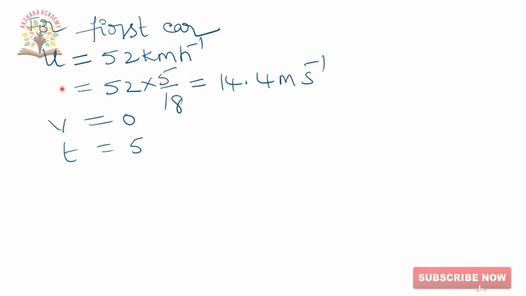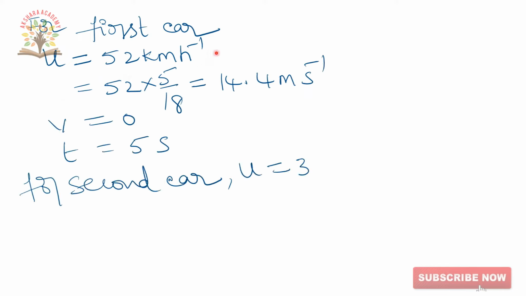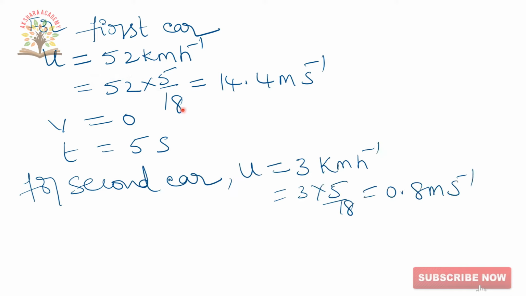For the first car, speed u is equal to 54 km per hour. Converting into meters per second by multiplying by 5 by 18, we are getting 15 meters per second, and v is equal to 0. Time t is equal to 5 seconds. For the second car, the initial velocity u is equal to 3 km per hour. Converting into meters per second, 3 into 5 by 18, that is equal to 0.83 meters per second. Next.